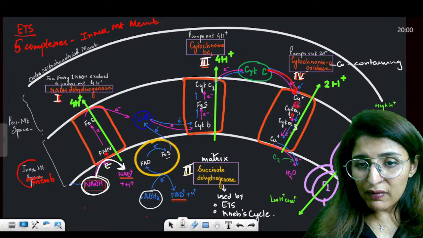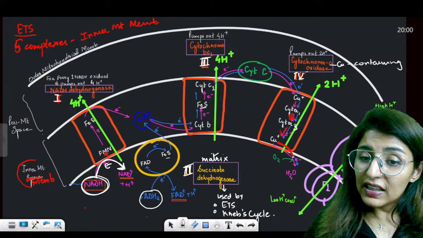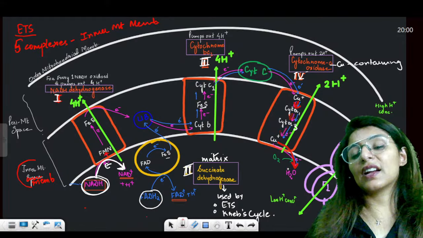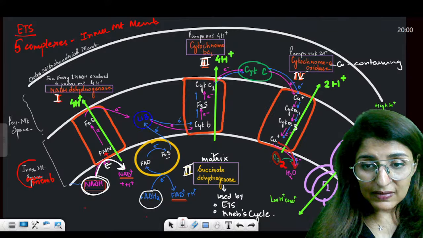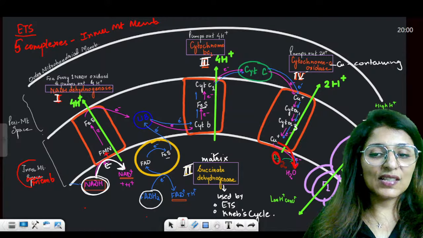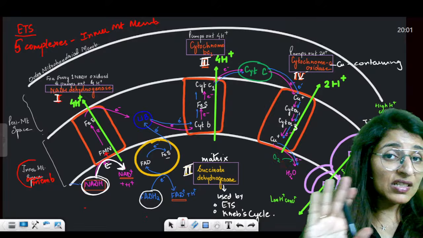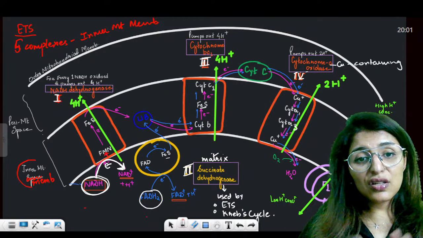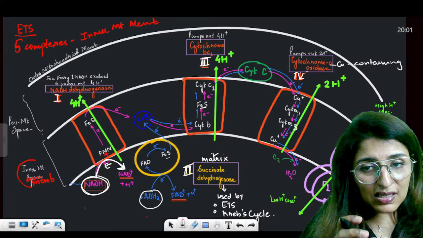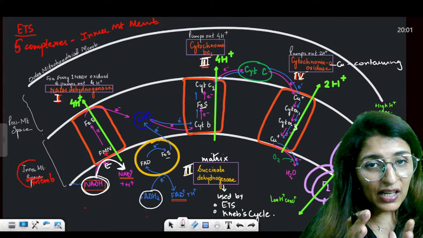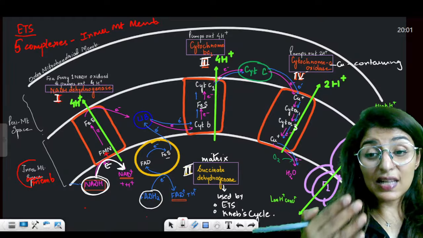Copper ion to A1, then A3, then another copper ion. And now finally, from the copper ion, this electron will be accepted by oxygen. See, we are talking about aerobic respiration, but by far oxygen has not come into the scene. So during the last step, this last step of electron acceptance is done by oxygen. So oxygen is the electron acceptor.